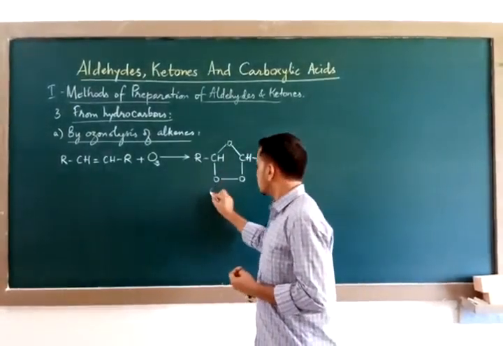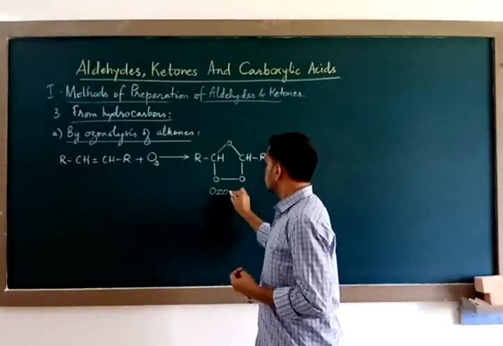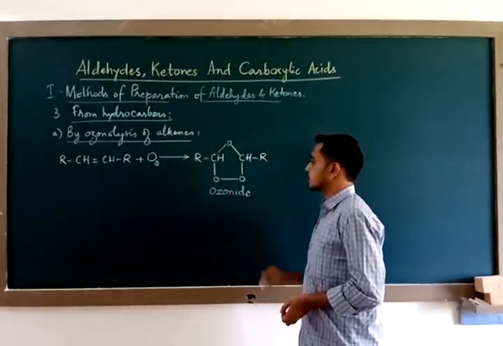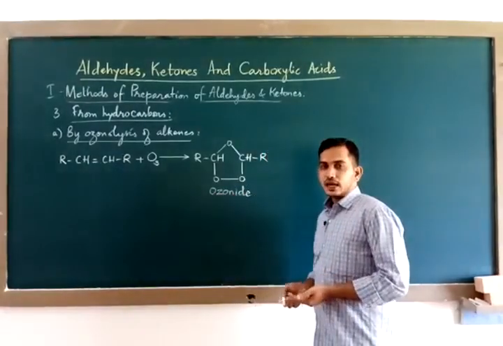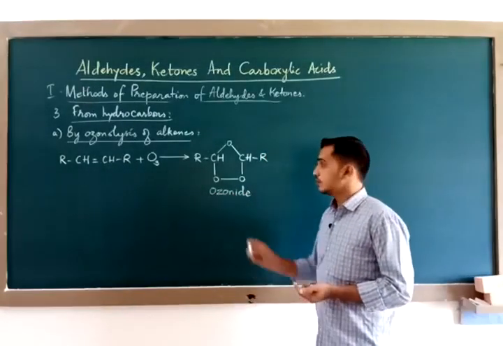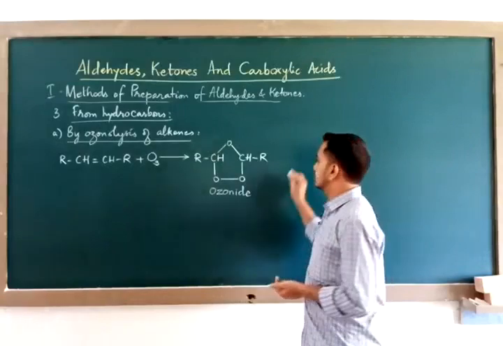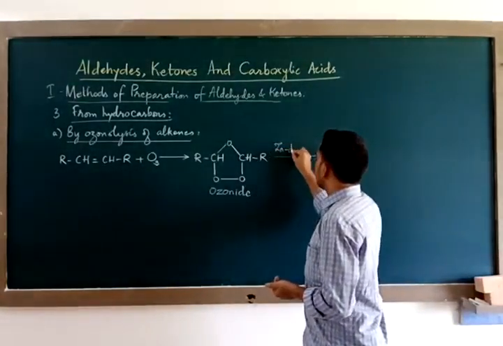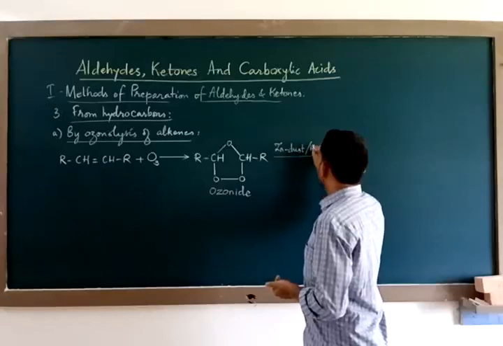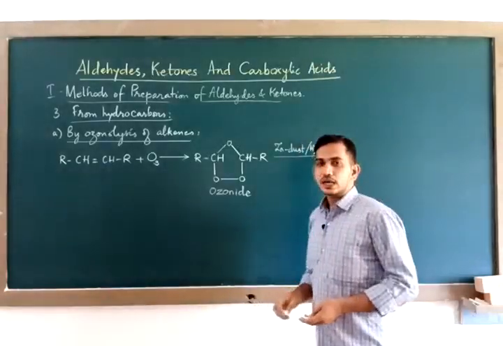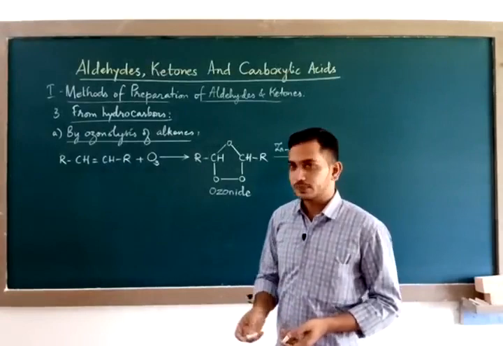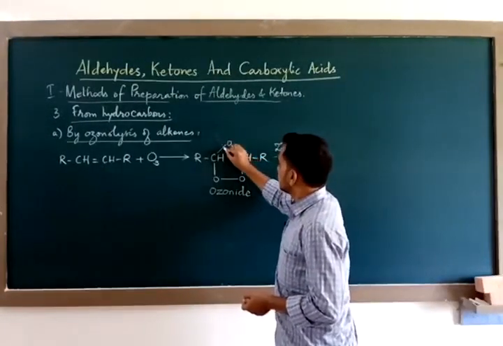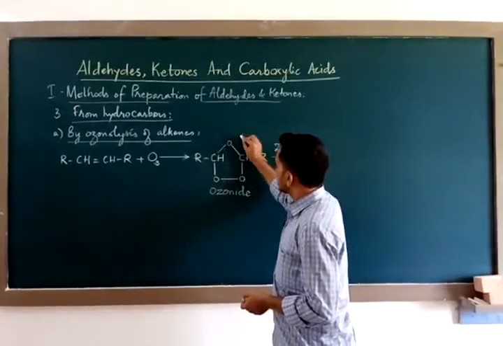This product is called ozonide. Whenever alkenes are reacted with ozone, they will give you ozonide. Now to get our desired product, you use zinc dust in presence of water. In other words, it is hydrolysis using zinc. This ozonide breaks in this form.